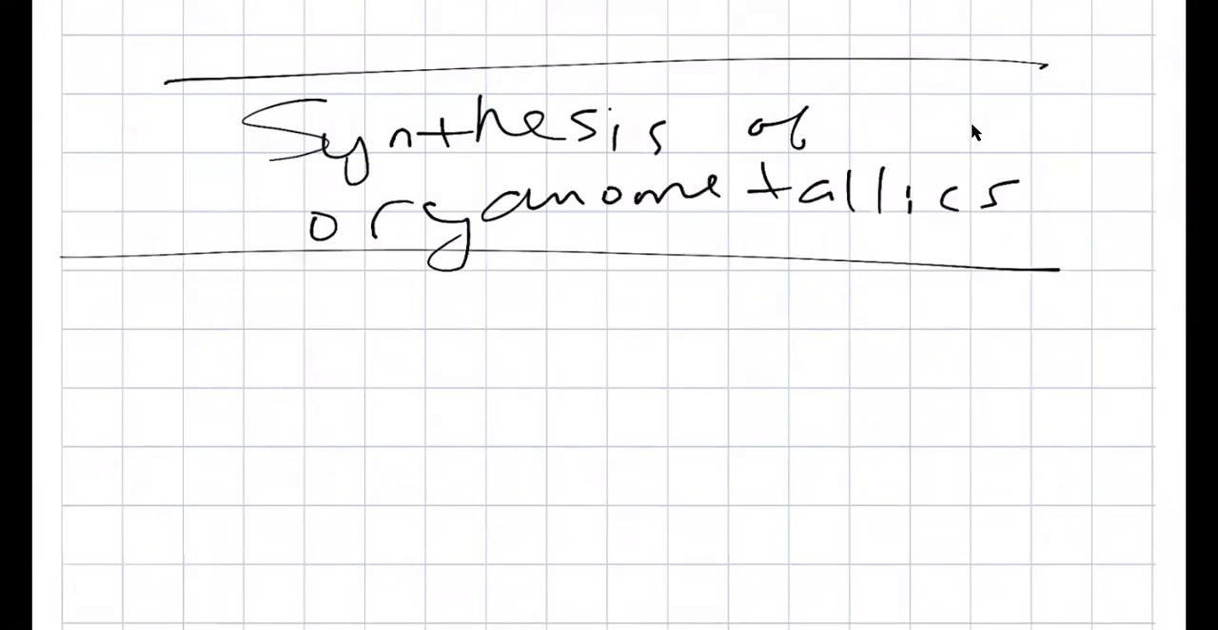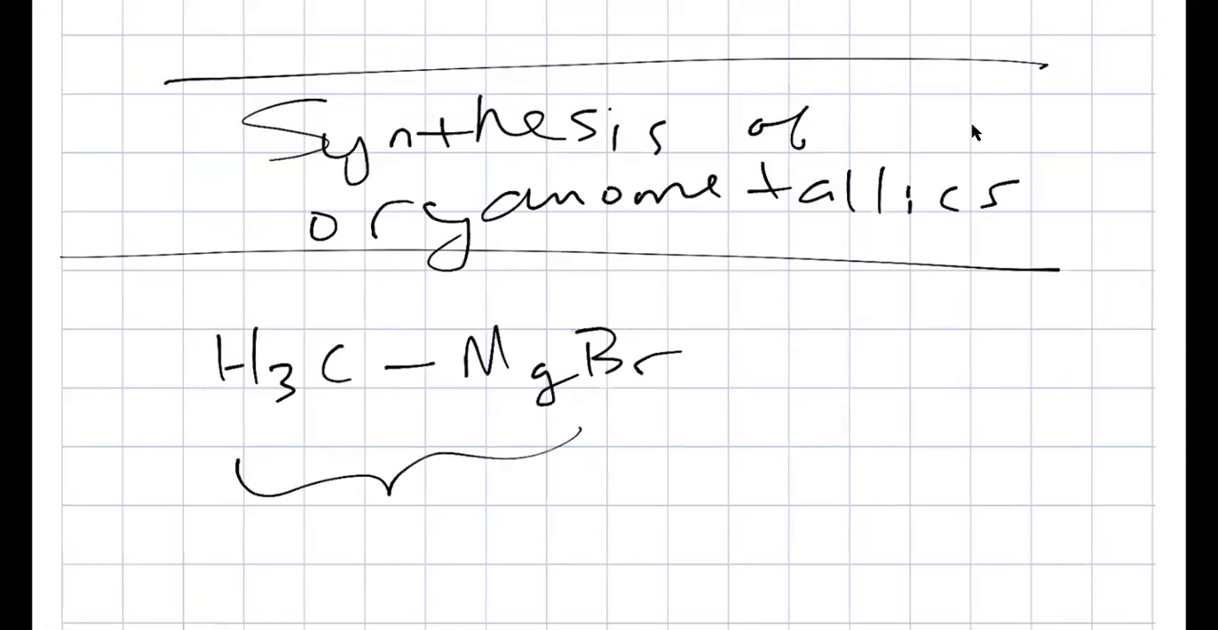All right, so first I'm going to show you the organometallics, and then I'm going to show you how to make them. So the first organometallic is here. I'm just going to do the same one I already showed you. And this is called a Grignard reagent.